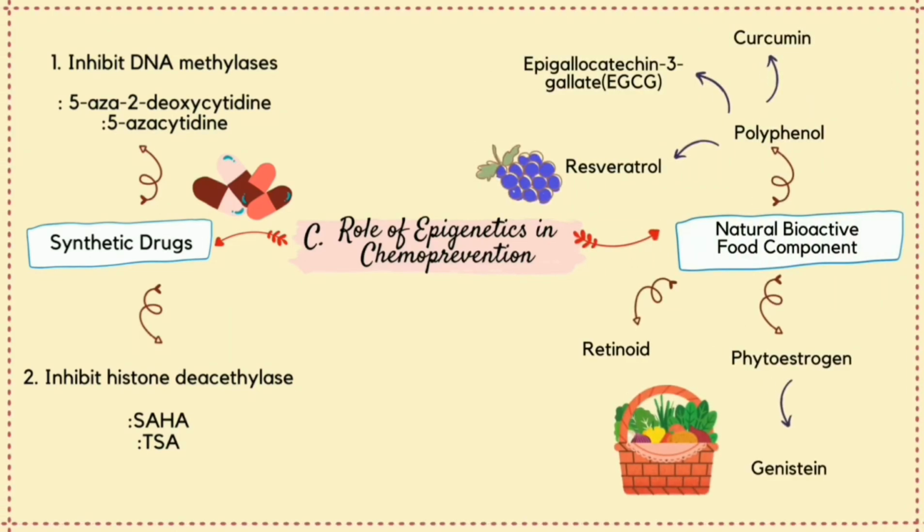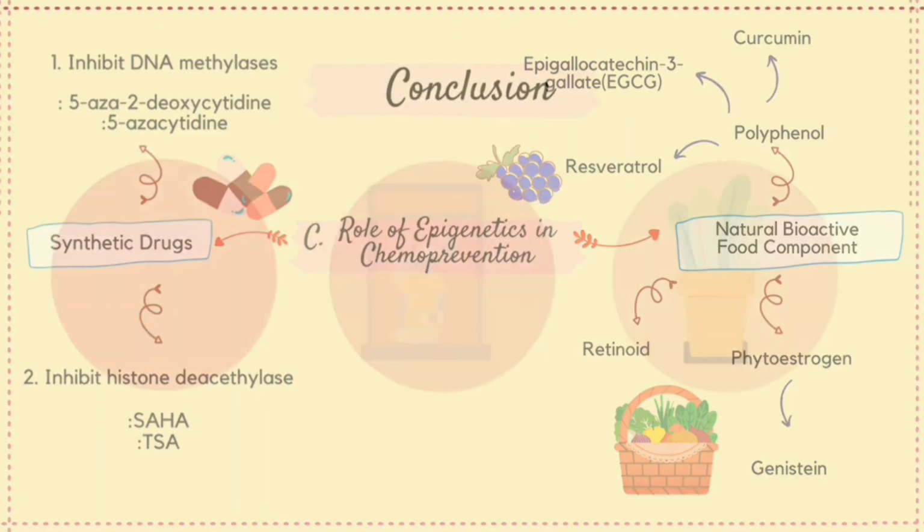It is also mentioned in the article that there are several examples of natural bioactive food components which act as chemopreventive agents by involving in the DNA methylation process. Examples of bioactive compounds are polyphenols, retinoid, and phytoestrogen. These compounds can be mainly found in the vegetables and the fruits.